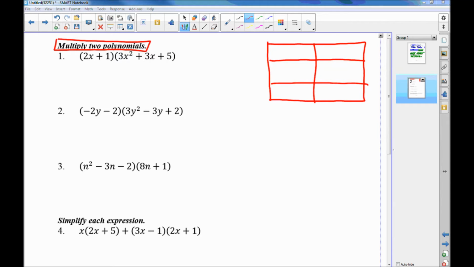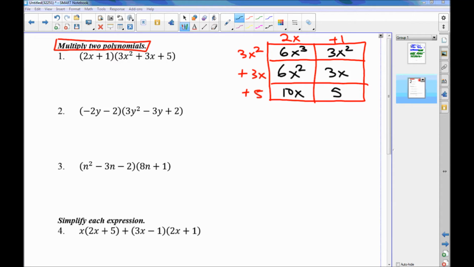All right, so our first polynomial is 2x plus 1, and our second is 3x squared plus 3x plus 5. I'll fill in the box. 3x squared times 2x makes 6x cubed. 3x squared times 1 makes 3x squared. 3x times 2x makes 6x squared. 3x times 1 makes 3x. 5 times 2x makes 10x, and 5 times 1 makes 5.